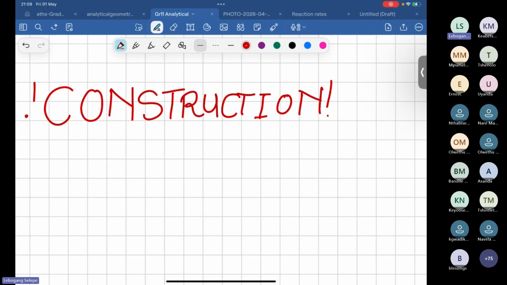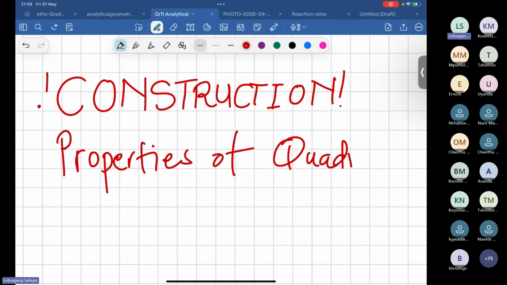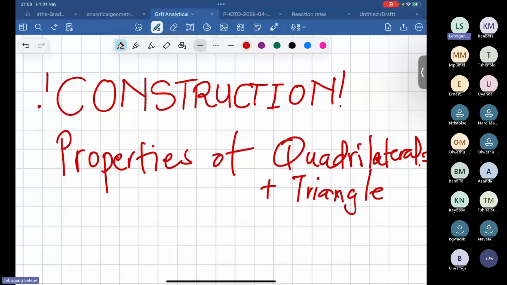And then number 2 is to remind you that you need to understand properties of quadrilaterals and triangles, because they are a big part of your grade 11 analytical geometry. Properties of quadrilaterals and triangles. You need to understand. If I say to you ABCD is a kite, you need to understand the properties of a kite. If I say to you ABCD is a parallelogram, you need to understand the properties of a parallelogram, because me saying to you ABCD is a parallelogram, I've already given you so much information about ABCD that can help you calculate stuff. And you're going to see that in a while.